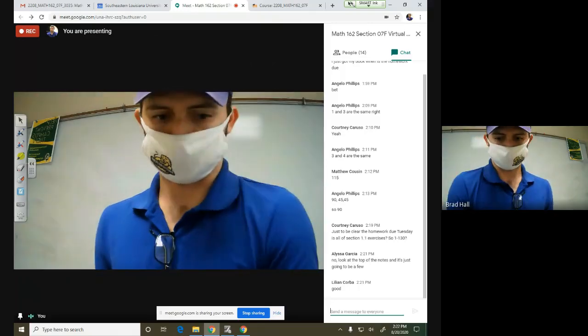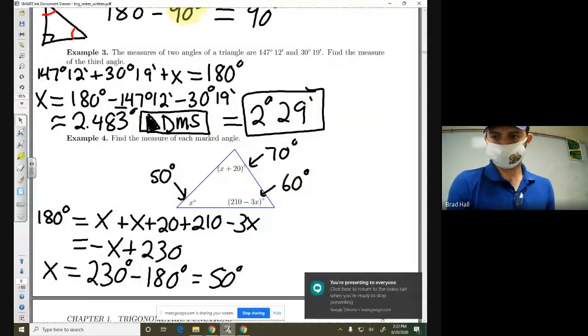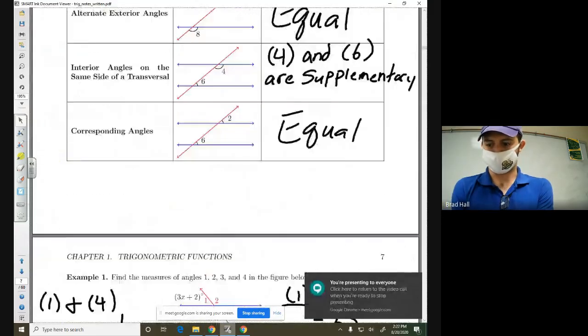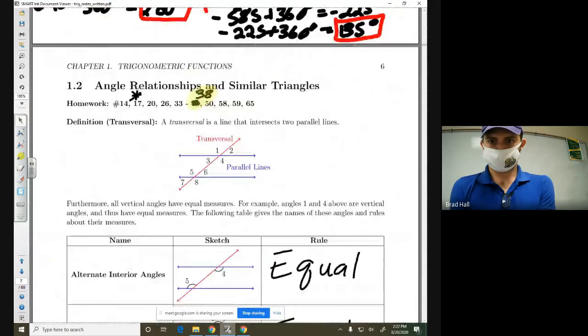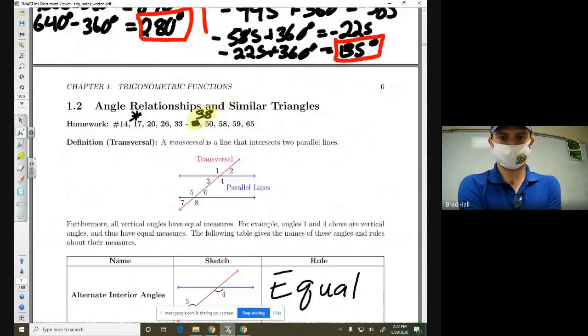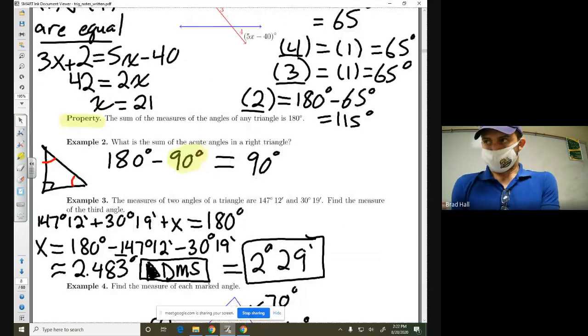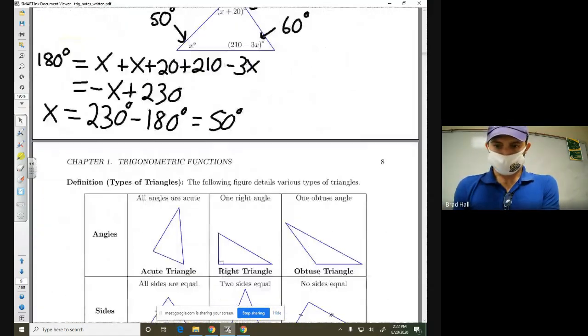So, yeah, you can see at the top of this page for section 2, I have, so notice, homework, right there. All right, cool. Let's keep going.